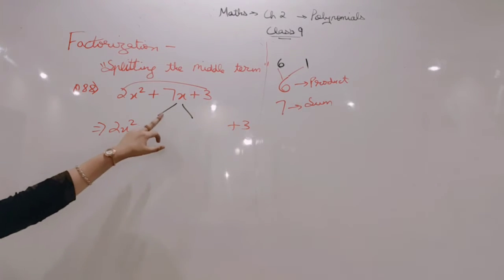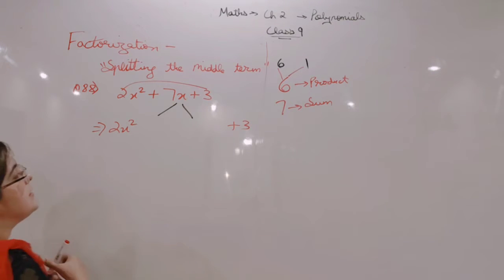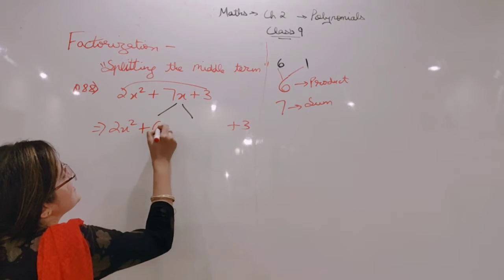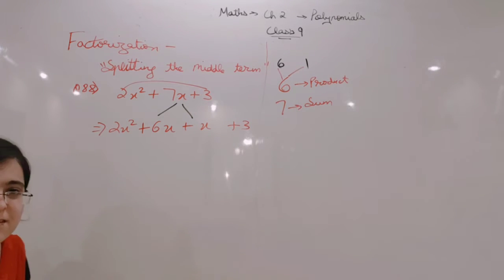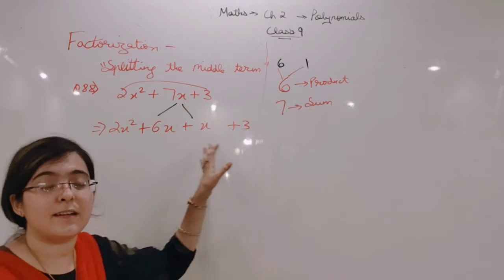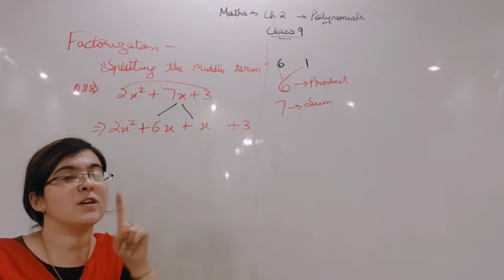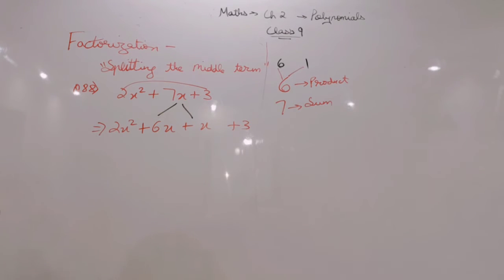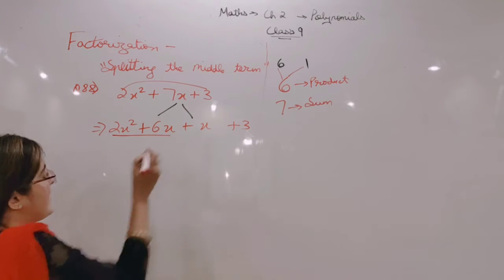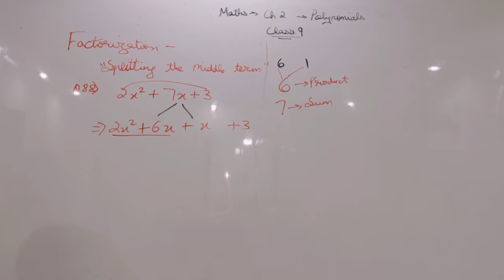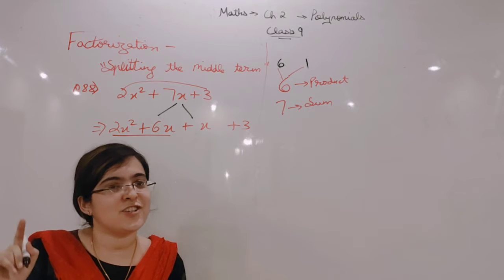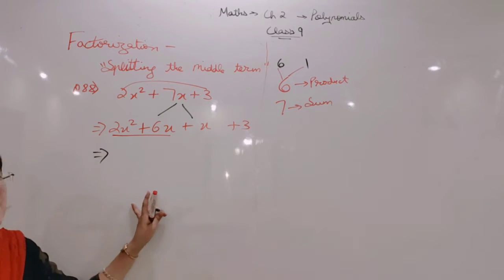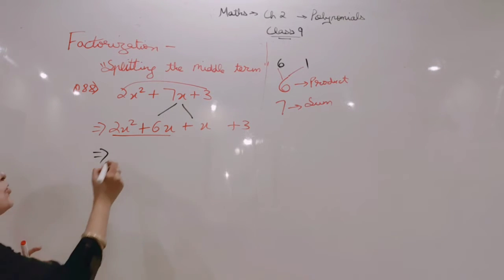So how will we split this? See, students, we will split it as 6x plus 1x, or we can write only x; 1x can be written as just x. So this was your first step. Now what will we do? Find the common factor between the first two terms, like we did in factorization type 1 questions, students.